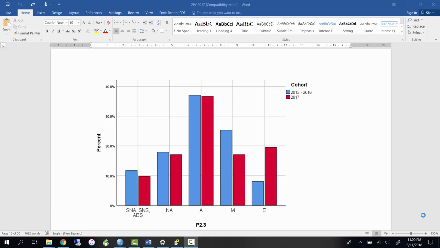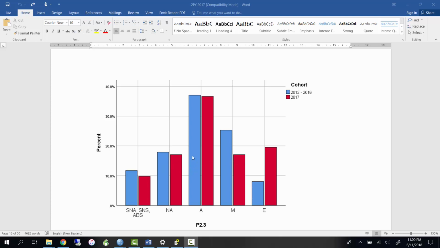Hi everyone. Now we're going to be looking at the graphs and statistical tests for achievement standards. So here we've got the Physics 2.3 results in a bar chart. We've got our grades along the horizontal and percentages on the vertical. So the lengths of the bars represent the percentage of students who got each of the grades.